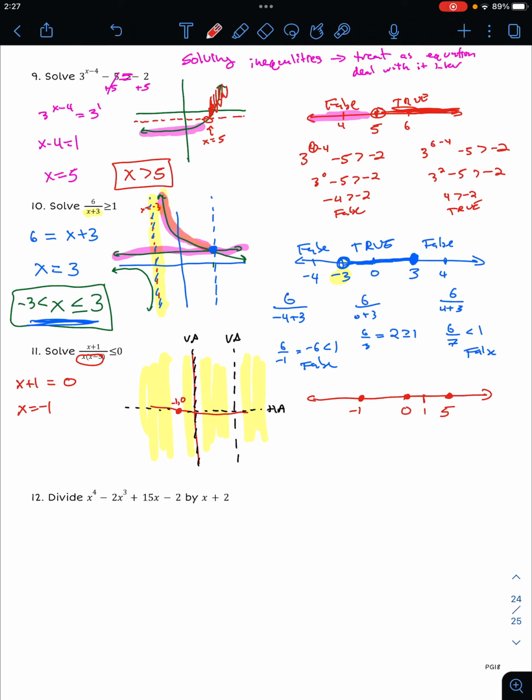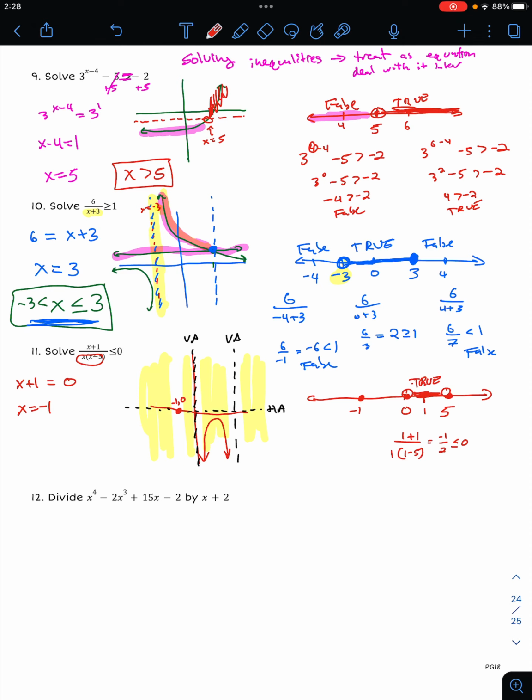Let's start with 1. So we'll do 1 plus 1 over 1 times 1 minus 5. And I can really quickly see that that's going to be 2 over negative 4. So it's negative 1 over 2, which is less than or equal to 0. So that's true, okay? Meaning in this 0 to 5 region, my function has got to be down here somehow. And it doesn't cross that 0 line, so cool. In that whole region, it's true. So I'll put some open circles here because we can't be 0 or 5. Those are our vertical asymptotes.